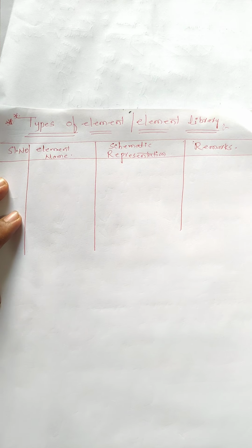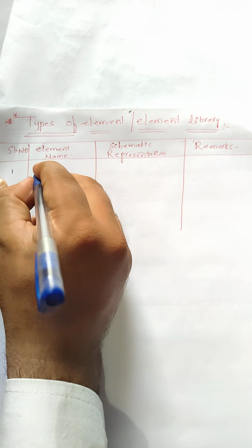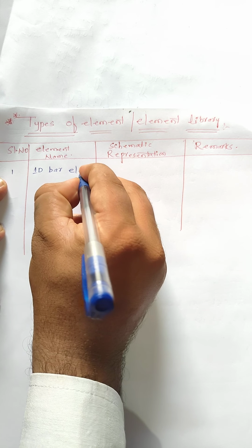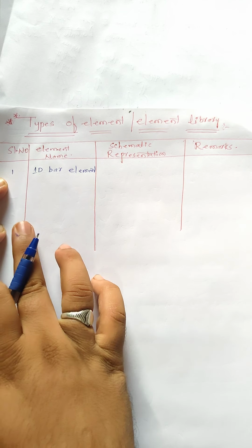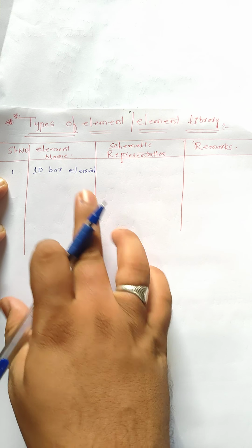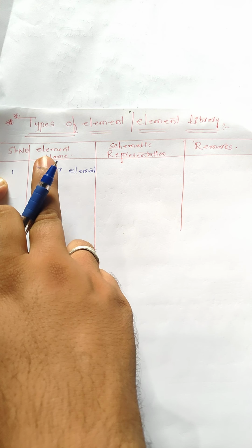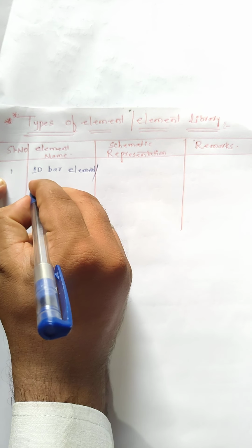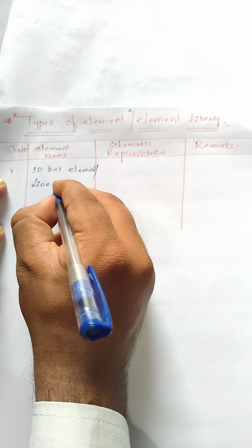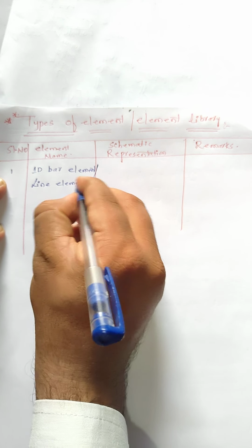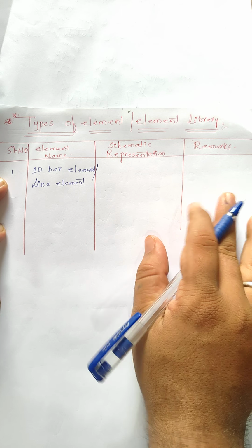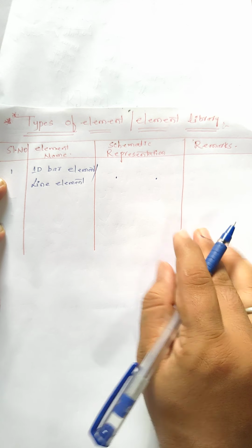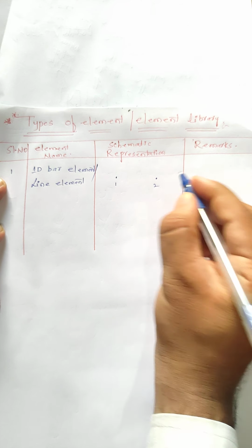The first one is one dimension bar element. So this one dimension bar element, again we can say as one dimension line element. So let us see over here, this is the first node and this is the second node.